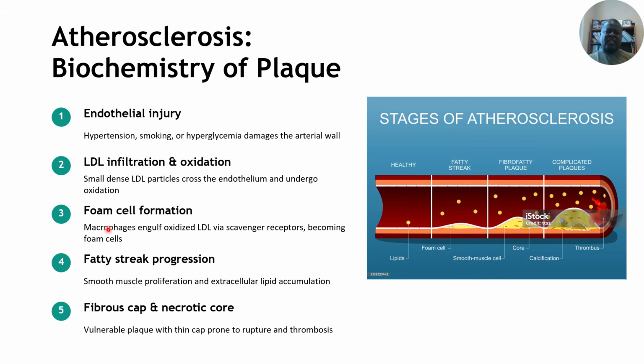Step 4 is the formation of fatty streaks, the earliest visible signs of atherosclerosis. They form when LDL accumulates in the arterial wall, triggering an inflammatory response where macrophages ingest the cholesterol and form more foam cells. The final step is the formation of a fibrous cap and a necrotic core, with smooth muscle cells accumulating beneath the plaque endothelium. These plaques can rupture, causing thrombosis.